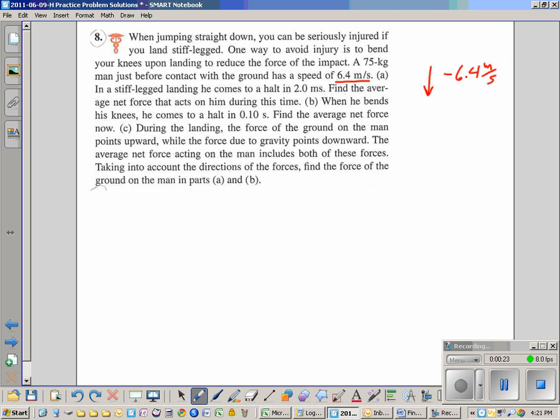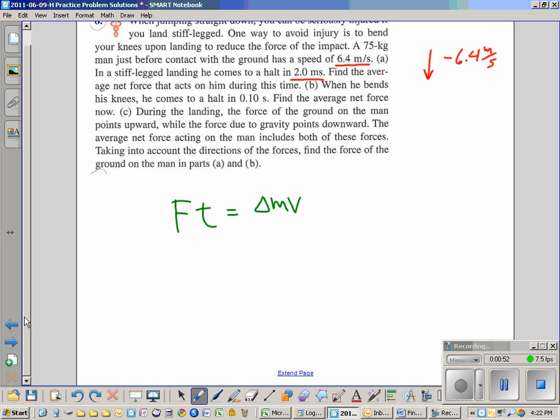So we have a 75 kilogram man just before he makes contact with the ground, and 2 milliseconds is 2 times 10 to the negative 3 seconds. So the average net force. Based on what we did just a second ago, we know that force times time is equal to delta mv. So that means that the average force is going to be equal to delta mv over t.